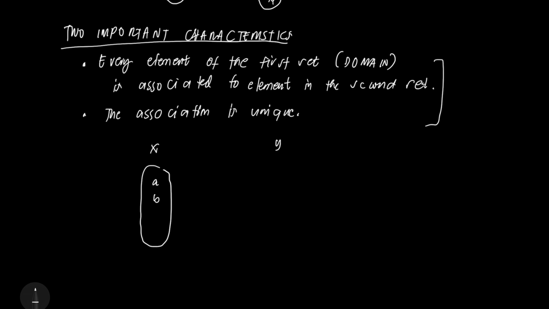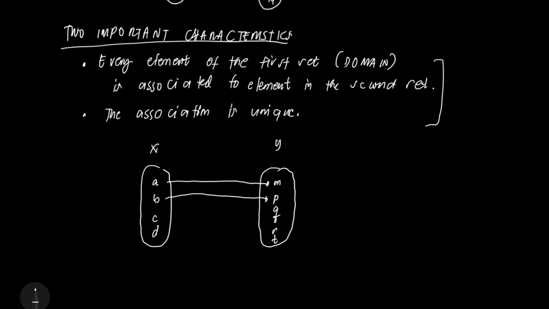Okay? For example, this one. We have A, B, C, D, M, P, Q, R, T. Suppose A is associated to M, B is associated to P, C is associated to P, and D is associated to R. In this case, let's try to check. Every element of the first set is associated to an element in the second set. So as you can see, all elements A, B, C, and D have association to elements in Y. Now, is the association unique? Now, let's try to check.